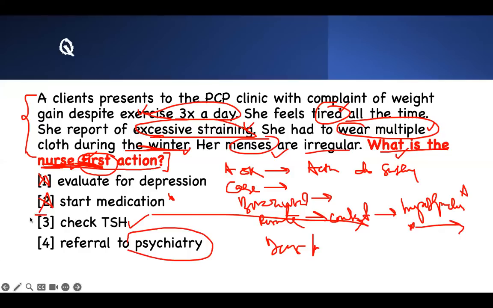So our right answer is check TSH. You have to rule out a hypothyroid problem for almost every psychiatric problem, especially depression. So that's why you get to check TSH. If it looks like depression, you have to check TSH to rule out hypothyroidism. That's what I did. If I'm taking exams, this is what I would have done.